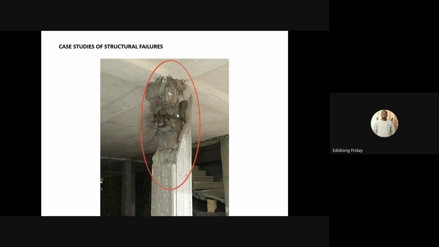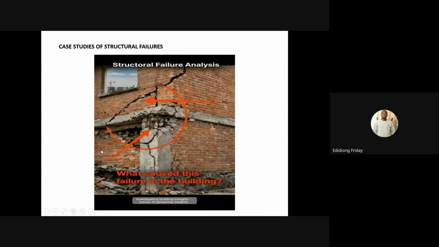Okay, so the next case study is this. I wish we had time. I would have loved us to discuss this, because it is a combination of several courses. But since our time is well spent, as you can see, there is the shear cut. I don't know if you can see my cursor. This is as a result of shear, and you can see it's cutting through the slab and the beam as well. So that means the shear around this location has failed.